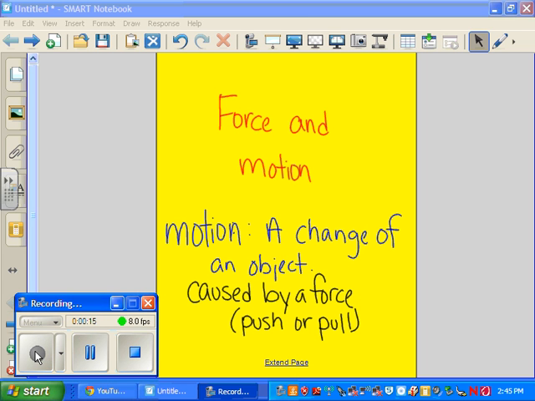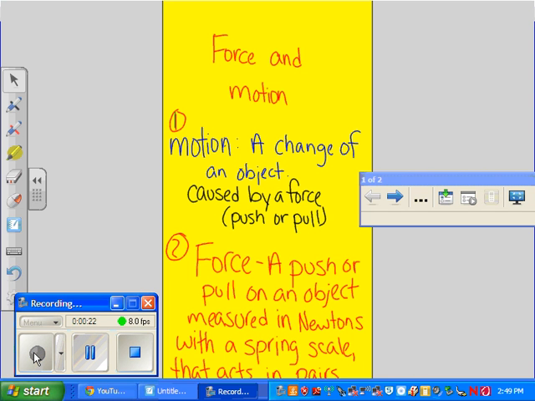Motion is a change of position of an object. This is caused by a force, which is a push or a pull. Your next vocabulary term is force. This is a push or a pull on an object. It is measured in newtons with a spring scale. Force also acts in pairs. Your types of force are gravity, electric, magnetic, friction, and centripetal.